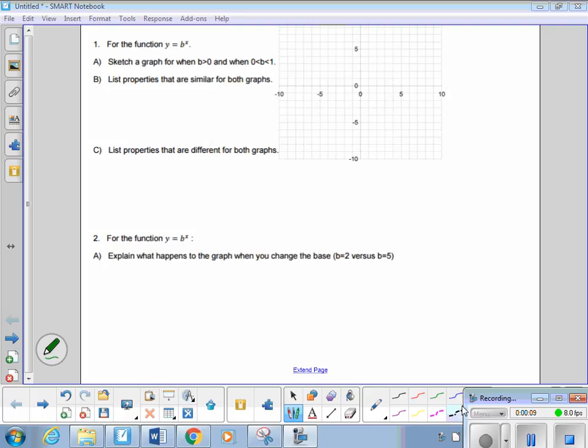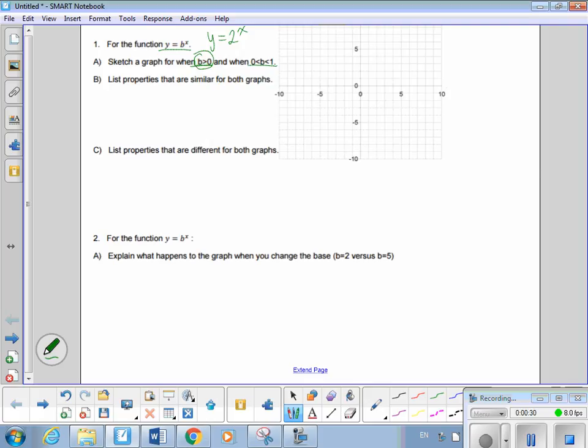So it says for the function y equals b to the x, sketch the graph for when b is greater than 0 and when b is between 0 and 1. So what I would do if it was me, I would actually choose a value for b. So a b greater than 0, so I would use something like y equals 2 to the power of x.